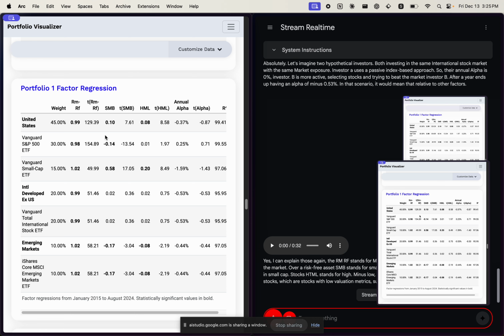Okay, but like what does this 0.08 mean? Can you walk me through how this is calculated?